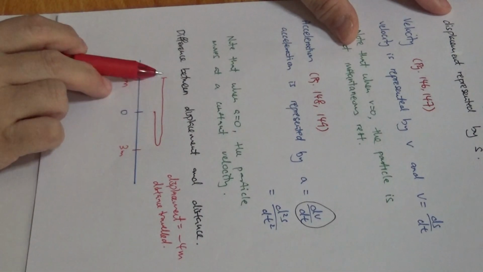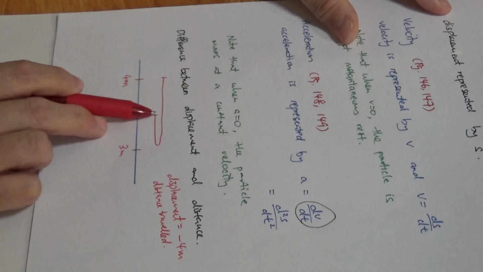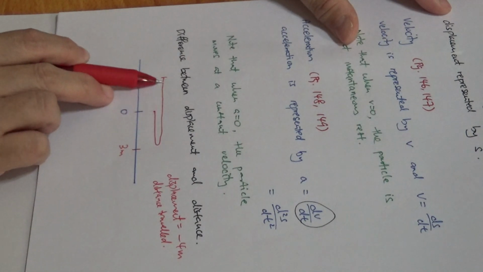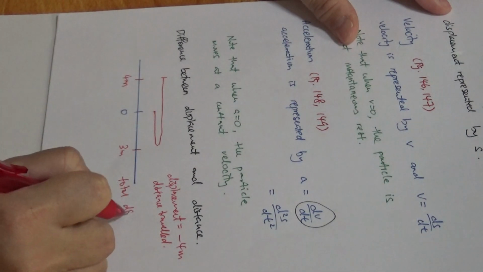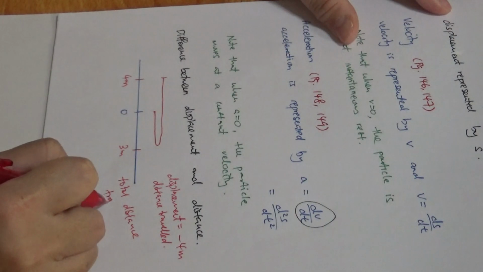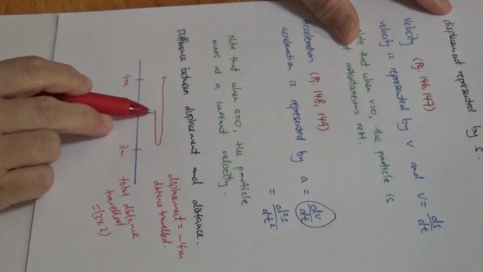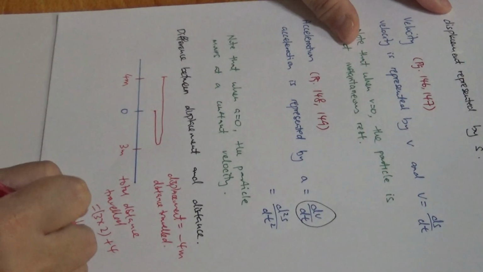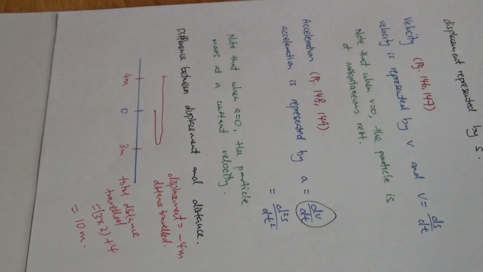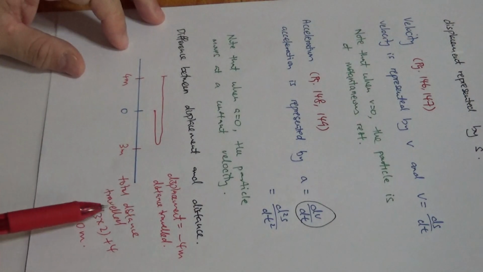But the distance traveled from the start till the end, okay, is actually 3 times 2, because it moves here, moves back, and then 4. So the total distance traveled will be 3 times 2 because of here, here, here, and then plus 4. So the total distance traveled is 10 meters. So this is the difference between the displacement and the distance.